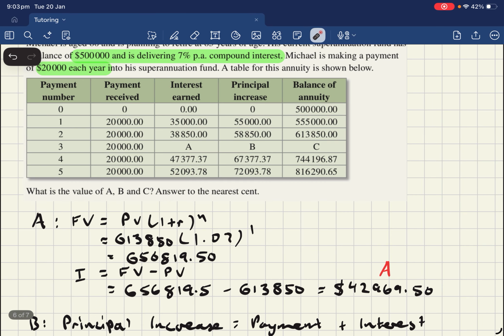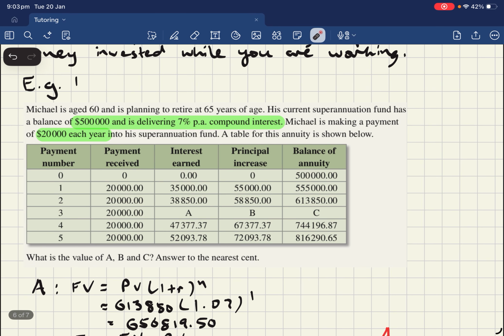But this is how our superannuation works, and it's basically an annuity where we're still adding each payment, but we're charging interest on the previous year. And this just continues by this pattern. We have our balance, we get interest on that, we make a payment, we add those two to get our principal increase, and the principal increase gets added onto the previous year's balance of the annuity, and this continues to go up and up and up.